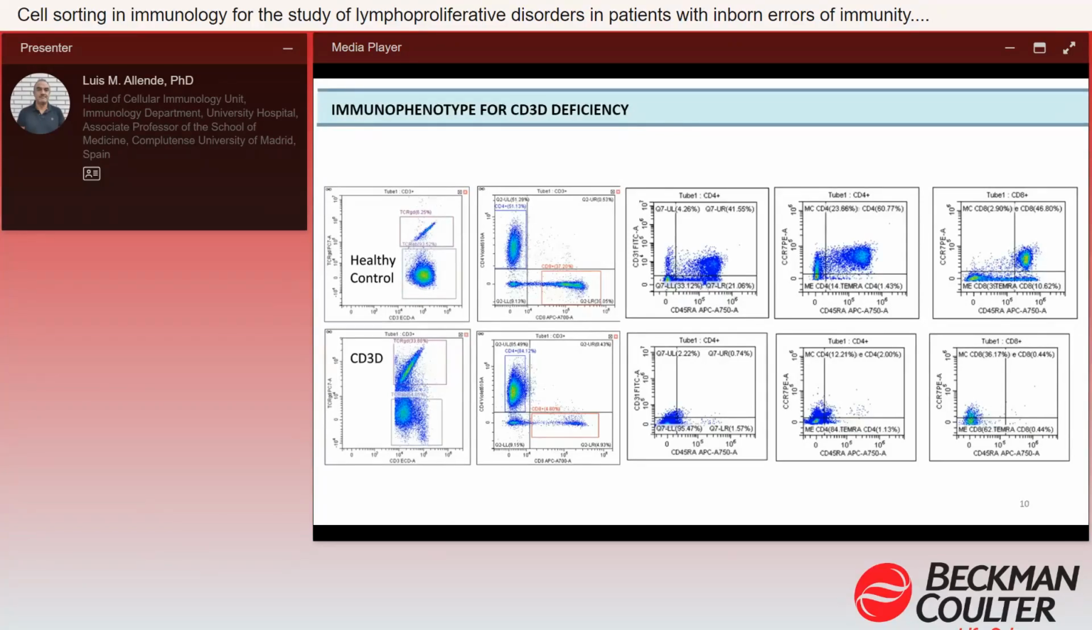We can see a low CD3 median fluorescent intensity, low CD8 cells, absence of naive T CD4 cells, absence of recent thymic emigrants CD4 cells, and finally, absence of naive T CD8 cells.